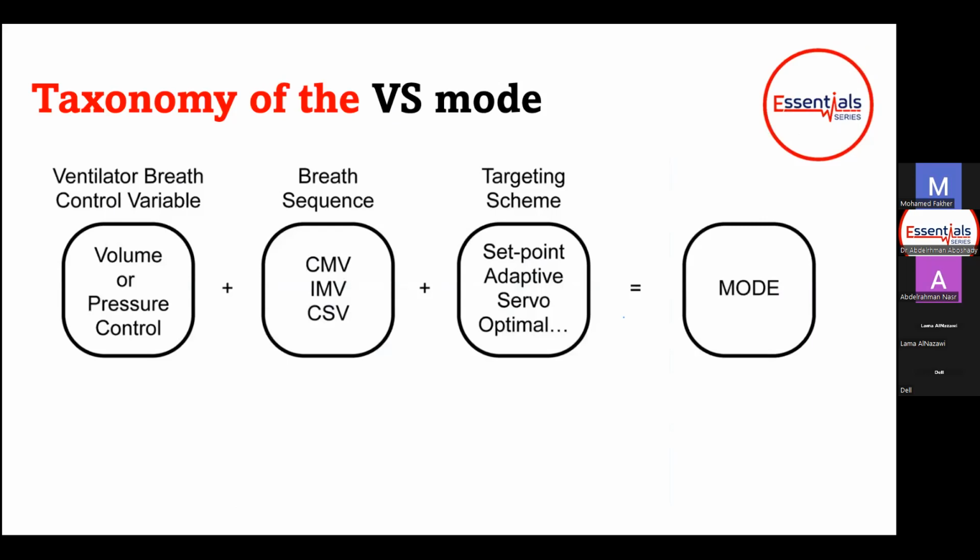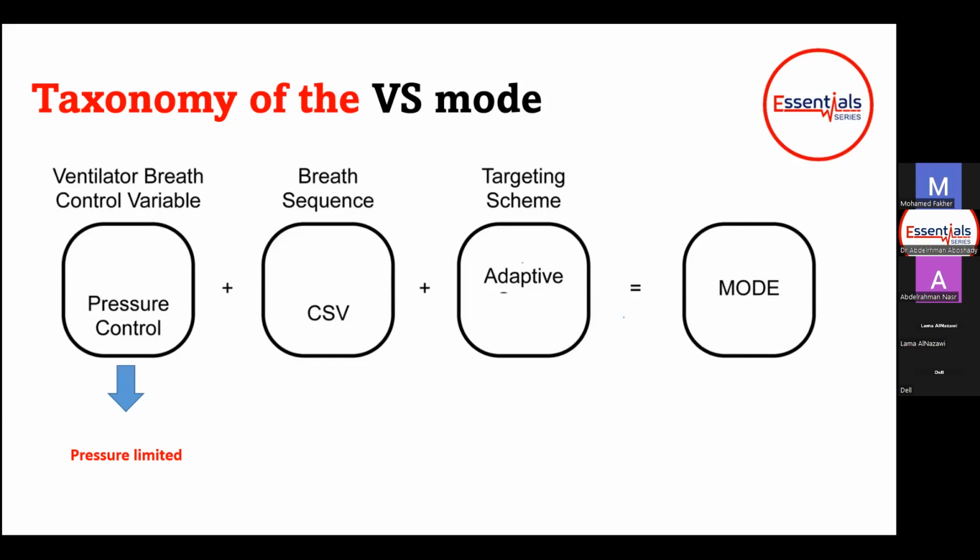In volume support mode, the control variable, or the limit variable, for every breath is pressure. It's pressure support. It gives only supported breaths. So the control variable is pressure, and it's a pressure limit. As for the breath sequence, it's a variation, a dynamic pressure support mode, so it only gives supported breaths. According to breath sequence, it's considered continuous spontaneous ventilation, CSV.